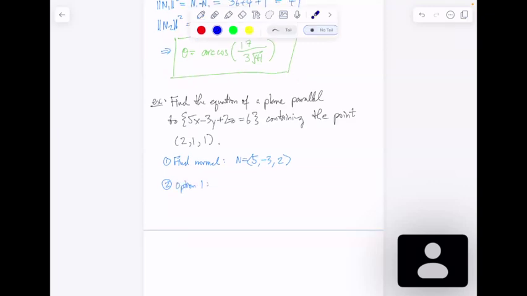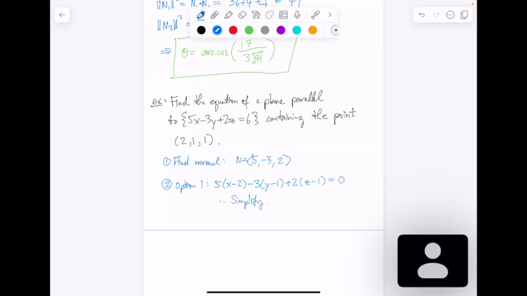So you know that you have a point that you definitively want to be on your plane, and you know what your normal vector is. So you just start from scratch, and you just do 5 times (x minus 2) minus 3 (y minus 1) plus 2 (z minus 1) is equal to 0, and then you simplify, right?